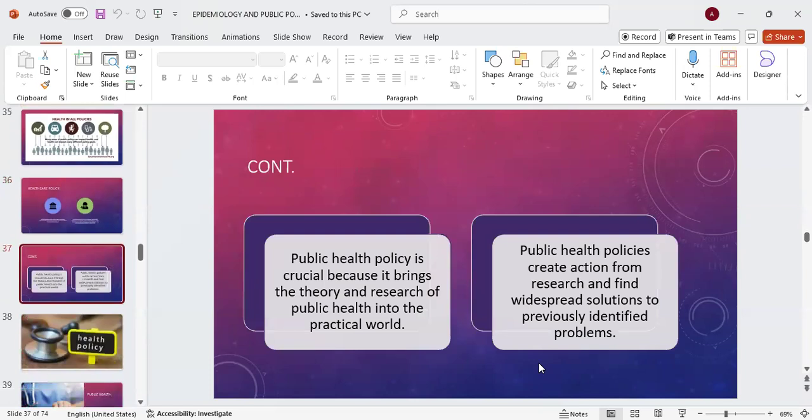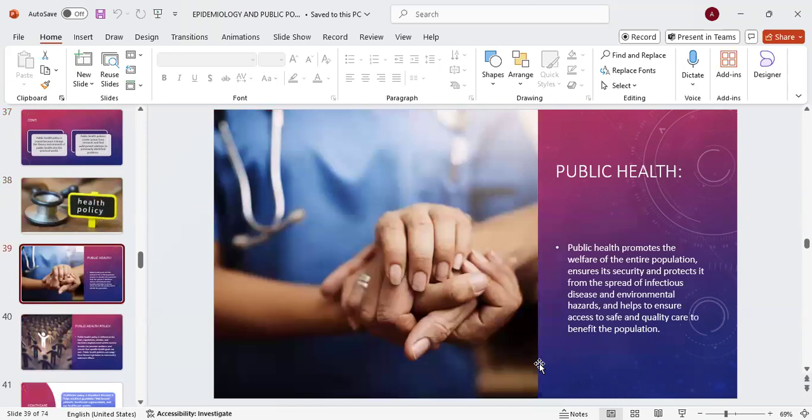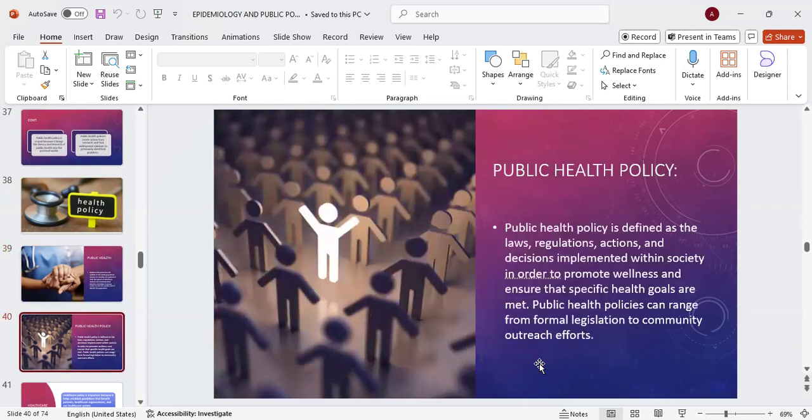Public health policy is crucial because it brings the theory and research of public health into the practical world. Public health policies create action from research and find widespread solutions to previously identified problems. Health policy. Public health promotes the welfare of the entire population, ensures its security, protects it from the spread of infectious disease and environmental hazards, and helps to ensure access to safe and quality care to benefit the population.